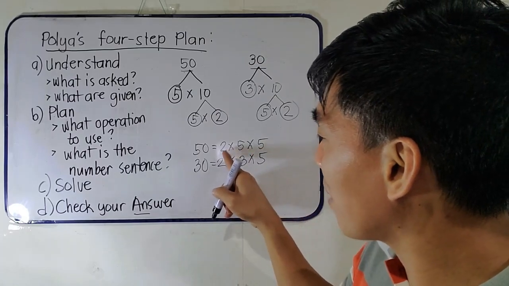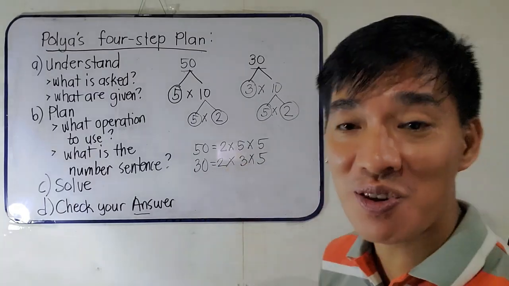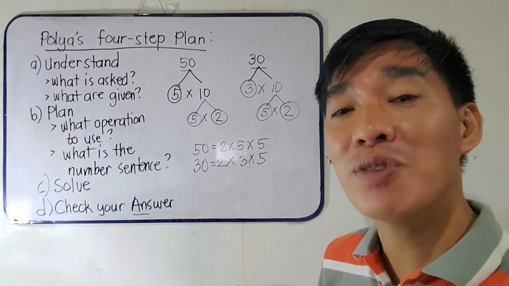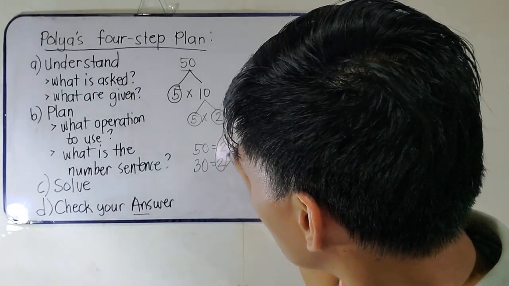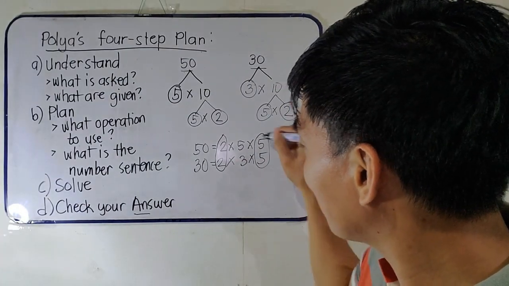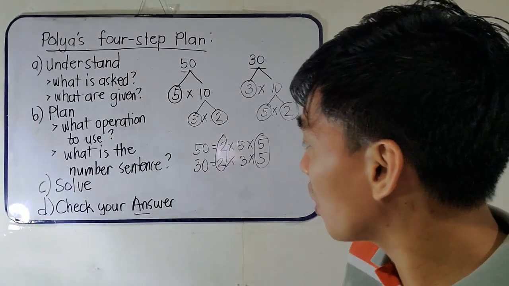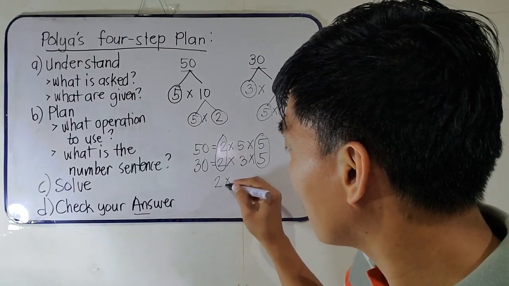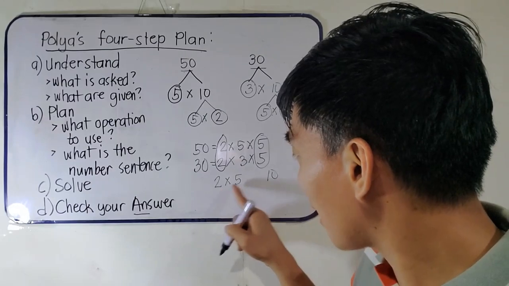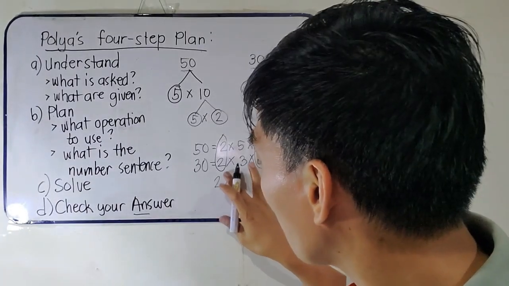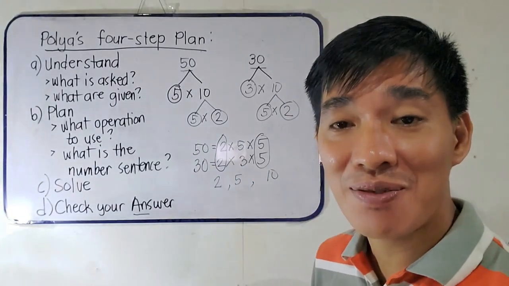So this is 25 times 2 is equal to 50. 5 times 2, that is 10, times 3, that's 30. After that one, all you have to do is to get their common factors. So they are common with 2, they are common with 5. So therefore, the common factors of these numbers are 2 and 5, or we could also have 10, because 2 times 5 is equal to 10. So therefore, their common factors are 2, 5, and 10 using the factor tree.